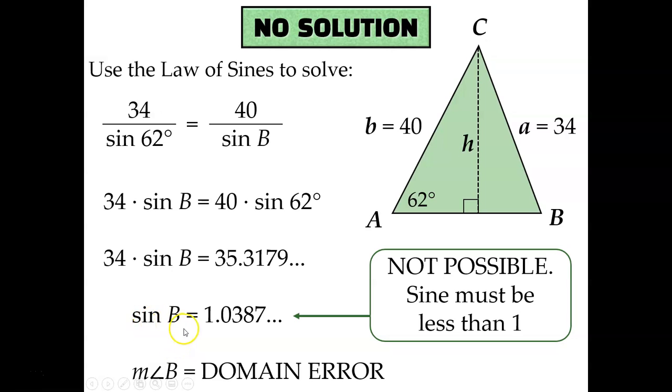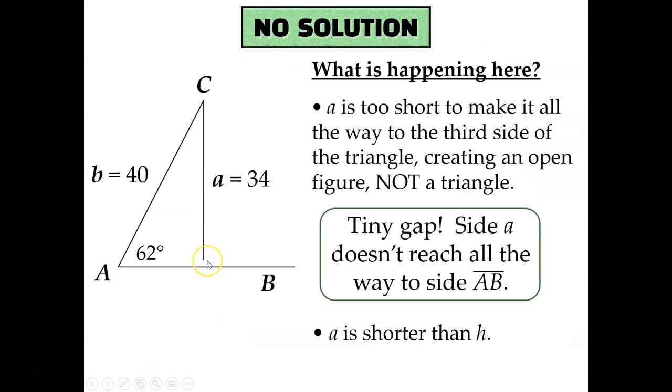But if you do the inverse sine of that number to get b alone, it's going to tell you a domain error. It's not possible for the sine of an angle to be bigger than 1. So what's actually happening here? Why did we end up with a number that's not going to work? It's because that triangle that you were given doesn't actually exist. The length of A that we were given is too short to actually reach all the way to the other side. There's a tiny little gap here, because there's no possible way to make these three measurements into a triangle.